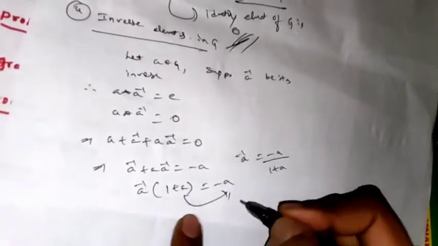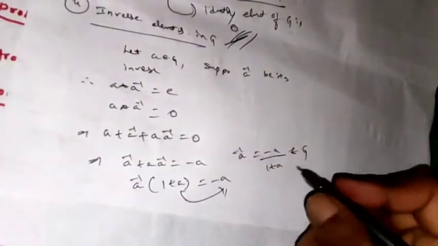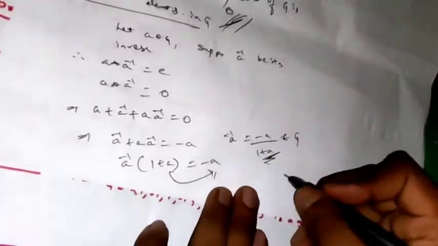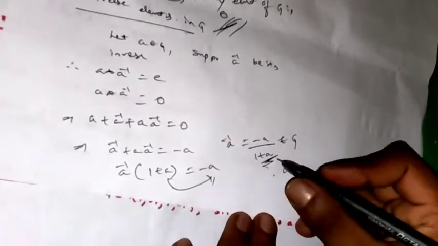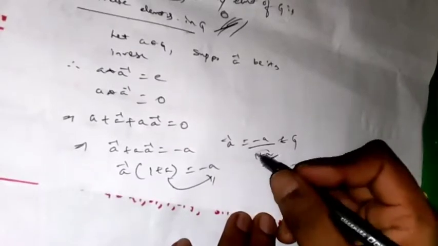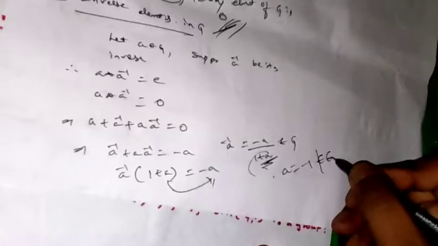This comes with denominator 1 plus a. This belongs to G. Yes, this belongs to G because if you take a is equal to minus 1, the denominator becomes 0, but minus 1 does not belong to our G.